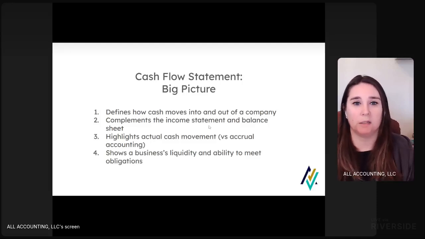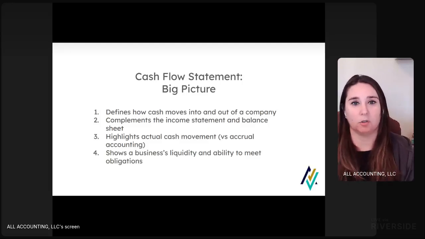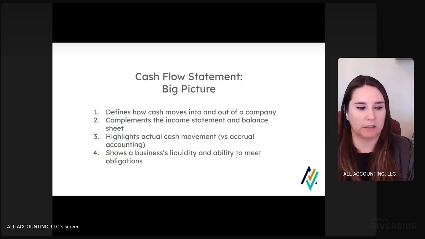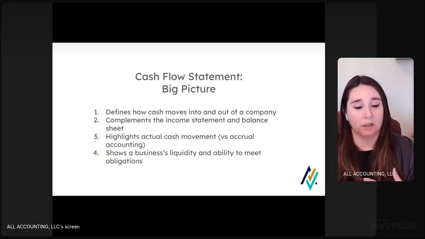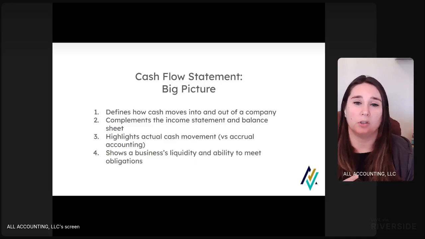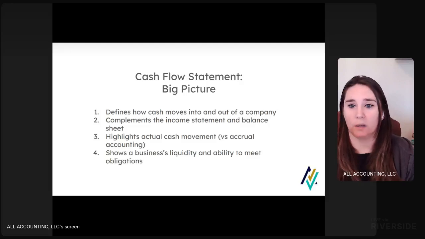We'll see later, but it marries both the income statement and the balance sheet onto this one statement and gives that big picture of what's happening within your business. It also shows the business's liquidity and the ability to meet the obligations you may have to your creditors and owners, and to see if you're self-sustaining.